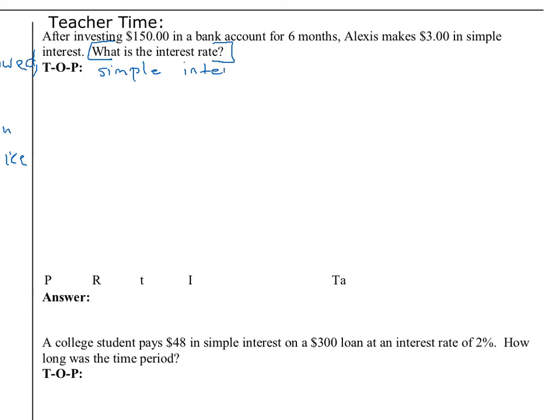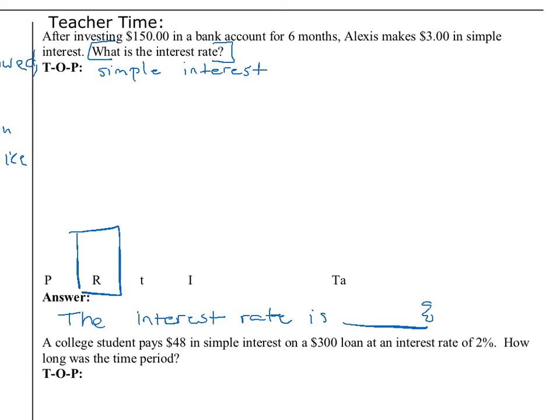Now, if I ever ask you a question about interest, and I don't state that it is simple interest, you assume that it is simple interest. So unless I tell you otherwise, always assume simple interest. So this says what is the interest rate? The interest rate is blank percent, because we're looking for the interest rate this time. That means I'm solving here.